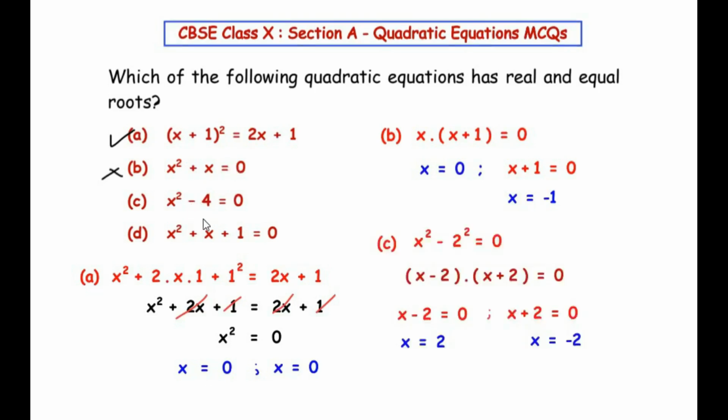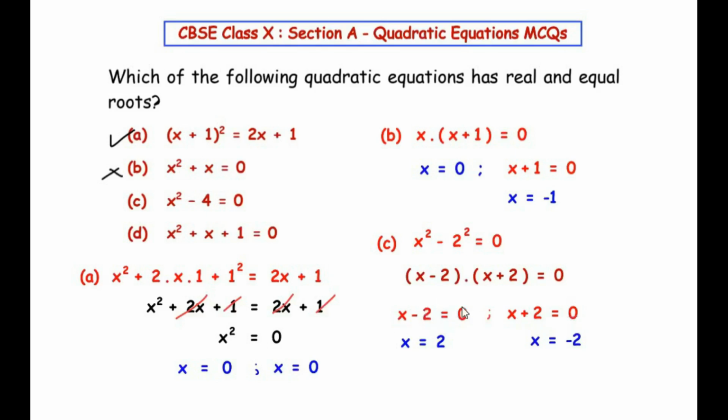Now x square minus 4 can be written as x square minus 2 square equal to 0. So this represents the algebraic identity a square minus b square. So it will be expanded as a minus b times a plus b. So here x square minus 2 square is written as x minus 2 times x plus 2 equal to 0. Now here we have two factors. So we are going to equate them independently to 0. So x minus 2 equal to 0 and x plus 2 equal to 0.